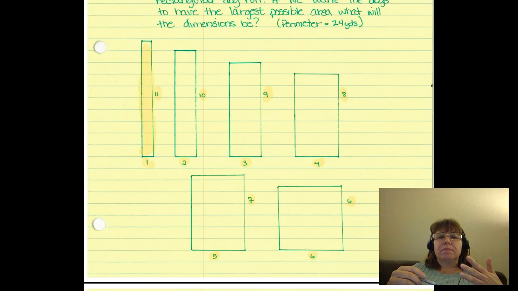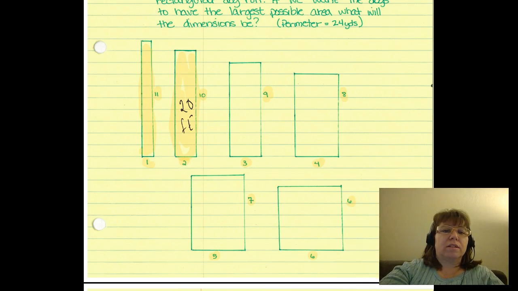Now thinking along the same lines, if I take the width and I multiply it by the length, 2 times 10 is 20. So the second space, this area inside here, is 20 feet squared. So the first one is 11 feet squared. The second one is 20 feet squared. The next shape, the 3 by 9, 3 times 9 is 27, so the area I have in here is 27 feet squared.